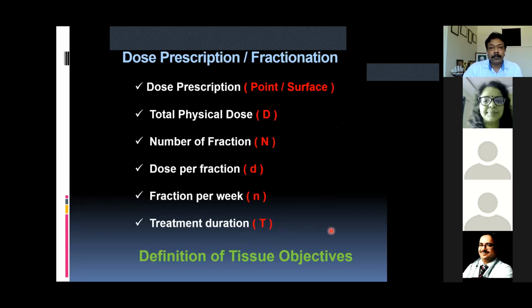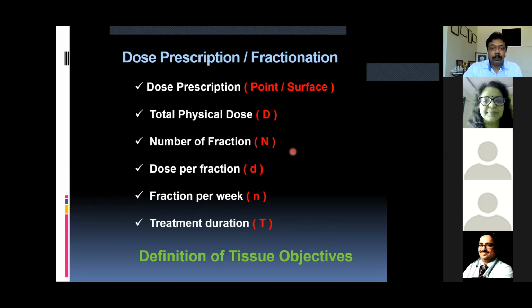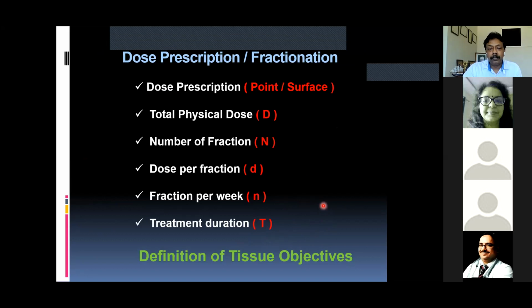Next step is very important, and it is dose prescription and fractionation. So dose prescription: where to prescribe, point or surface, total dose, the number of fractions, dose per fraction, fractions per week, and treatment duration. According to this prescription, we should define the tissue objective of our treatment planning.